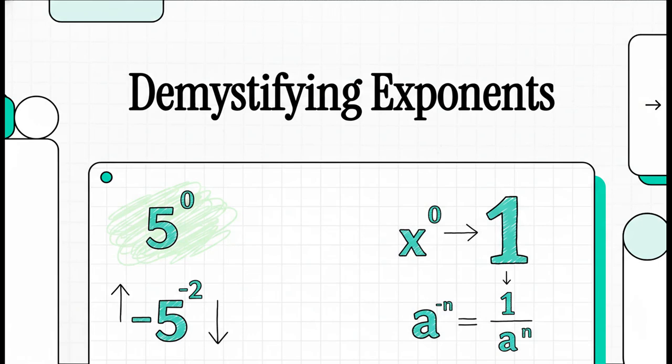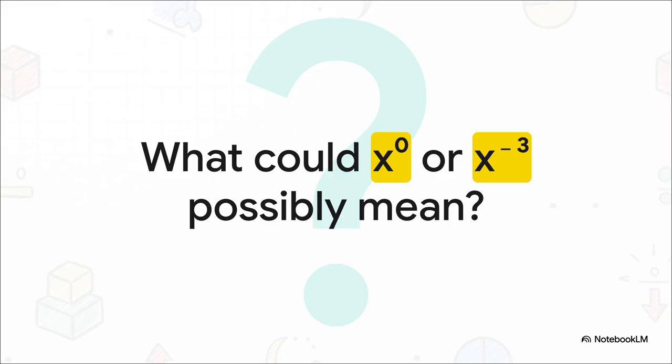Hey there! Today we're going to demystify two of the most interesting rules in all of algebra, the zero exponent and the negative exponent. Now, I know they can look a little weird at first, but stick with me and you'll see they actually follow a super simple, kind of perfect logic. So let's just jump right in.